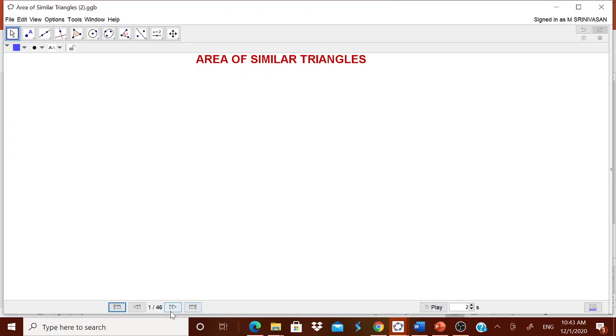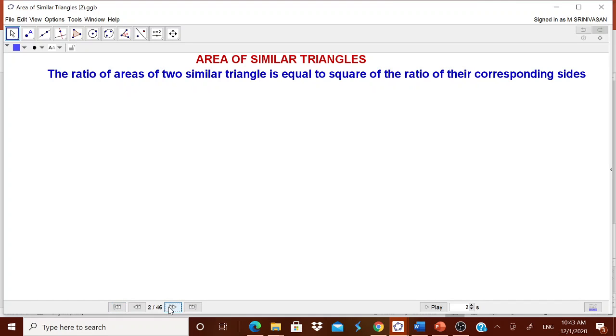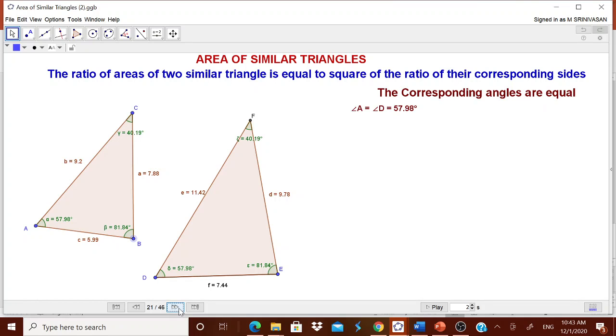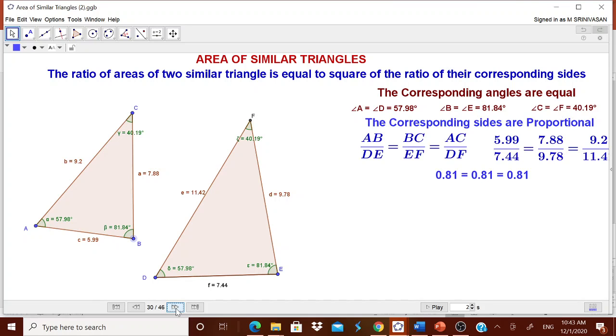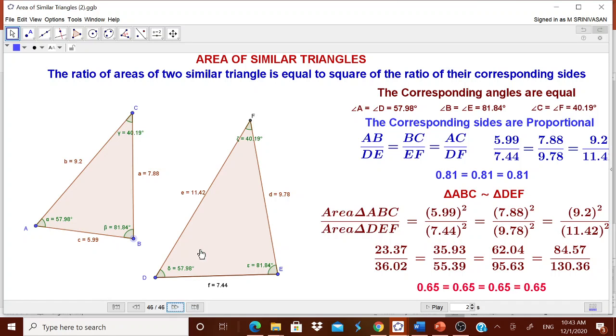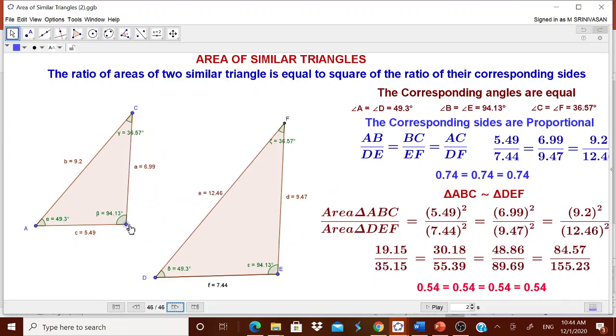We are going to tell the children what the property of area of similar triangles is. The ratio of areas of two similar triangles is equal to square of the ratio of their corresponding sides. I will draw two similar triangles by making use of SSS criteria and AAA criteria, and the corresponding angles are equal. Therefore, the corresponding sides are proportional. Therefore, these two triangles are similar. Now, I will declare the property of the ratio of the areas. It is nothing but equal to square of the ratio of the corresponding sides. The values will be displayed and the child can come and check it out.